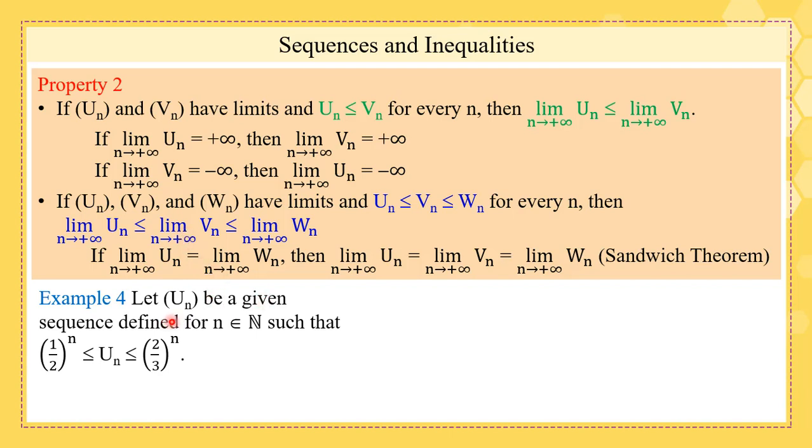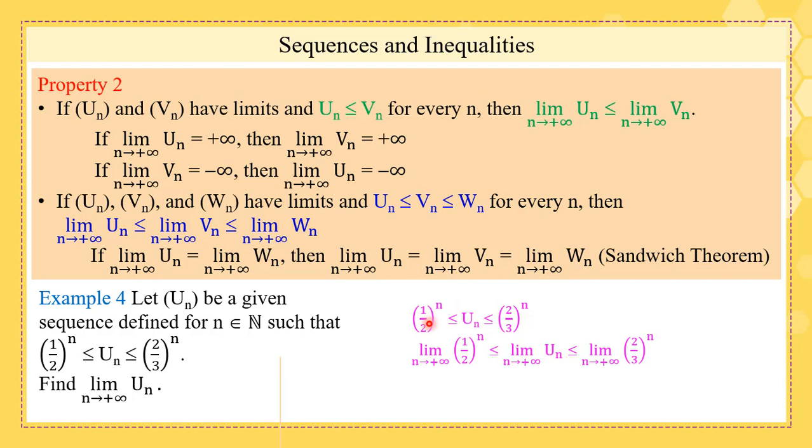Let's see this example. Un is a given sequence defined as follows. The question is to find the limit of Un. Well, I can say that Un is between half to the power n and 2/3 to the power n. If I apply a limit to each part, and we calculate these limits, you can see that the limit of the first sequence is 0, and the limit of the last sequence is 0, and Un is sandwiched between 0 and 0. So we can say that the limit of Un is 0.